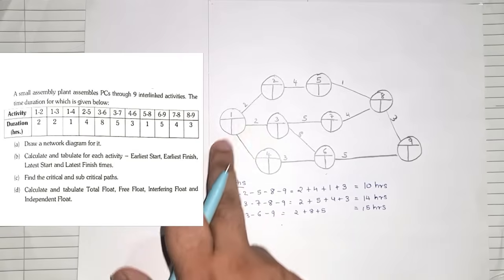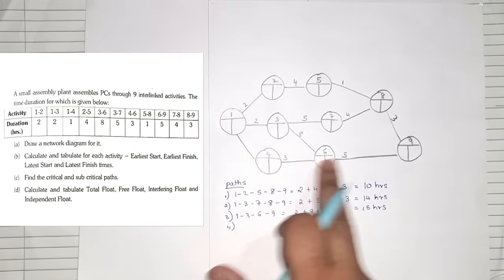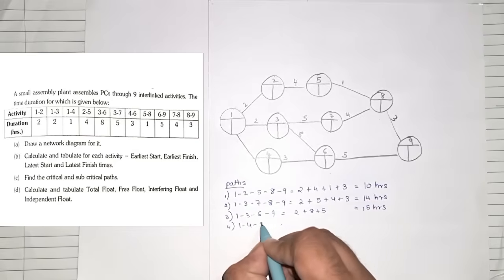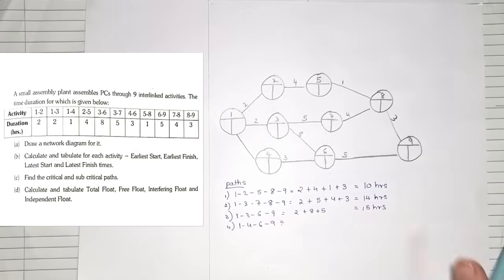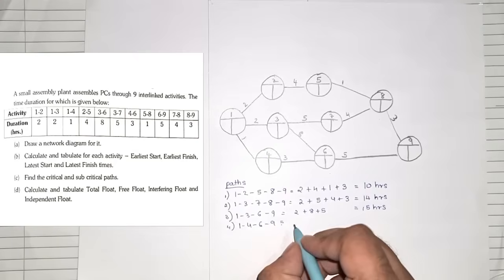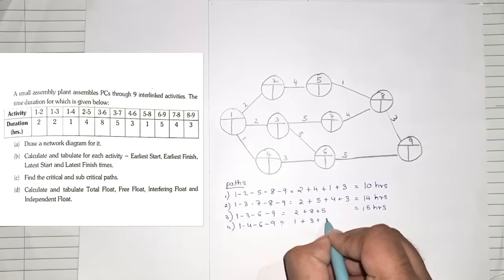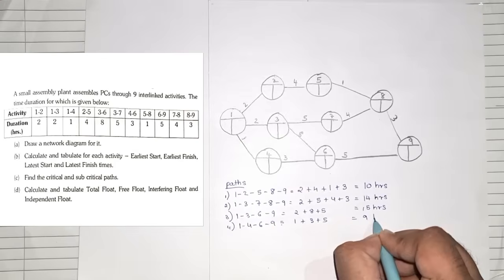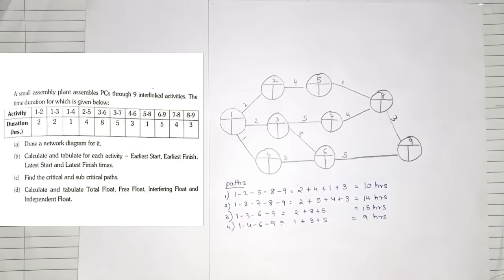Okay, and we can even go for the last one, 1, 4, 6 and 9, which will be, okay, again 1 to 4 I haven't written, so we'll note down that first. From 1 to 4 the duration is 1 hour, so that will be 1 plus 3 plus 5, that comes to 9 hours. Okay, once we have done this, we can now finally note down the final answer.